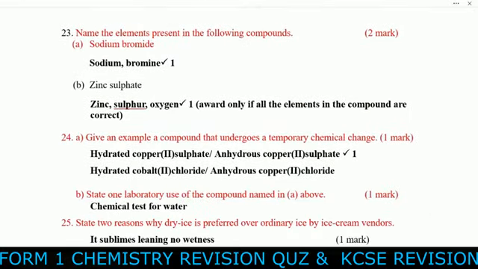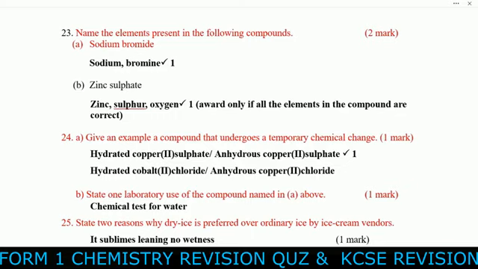Question number 23. We're almost done. Remember, it is out of 100 marks. You are told to name the elements present in the following compounds: sodium bromide, that one is sodium and bromine; zinc sulfate, that one is zinc, sulfur, and oxygen.